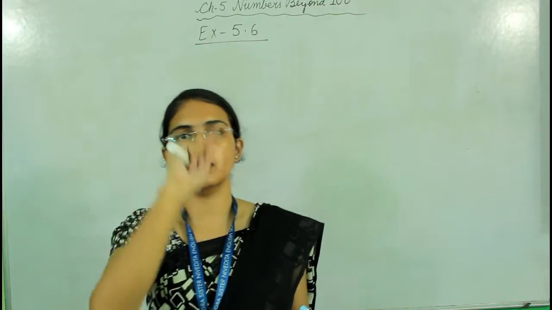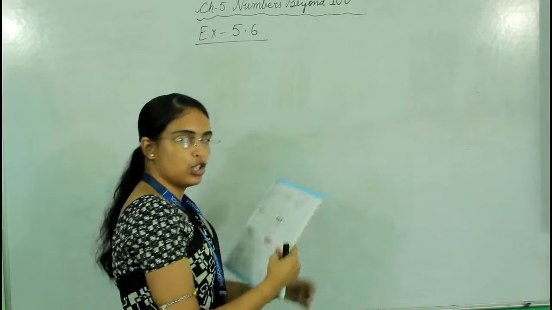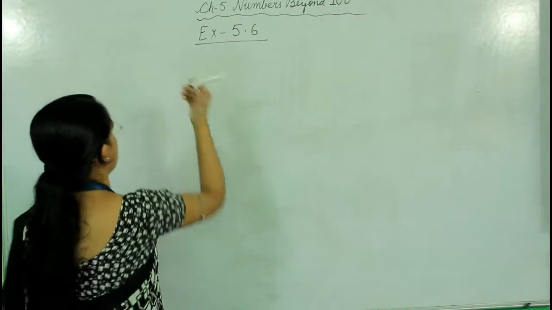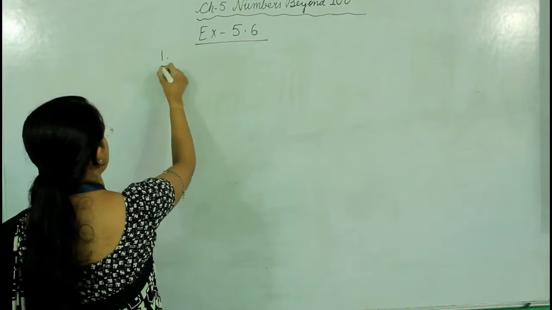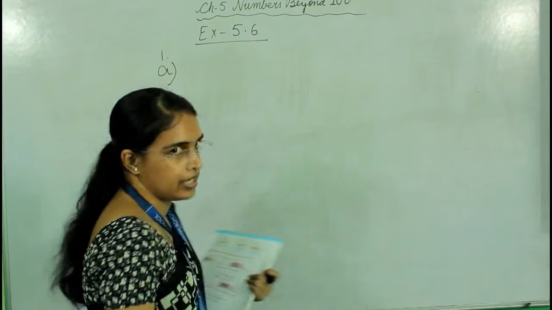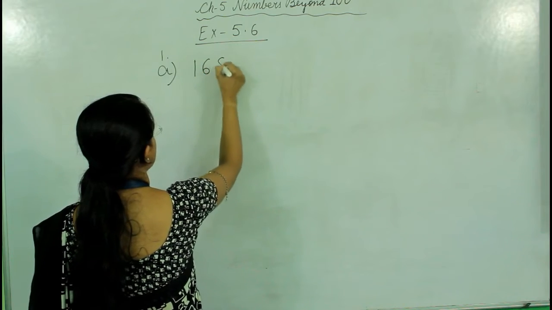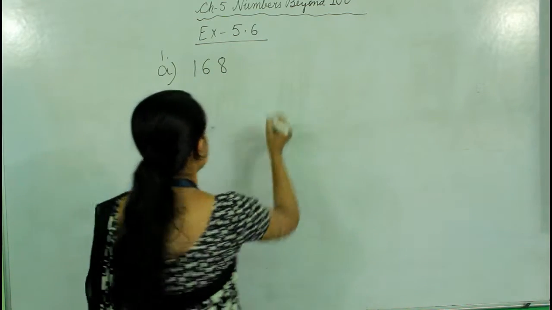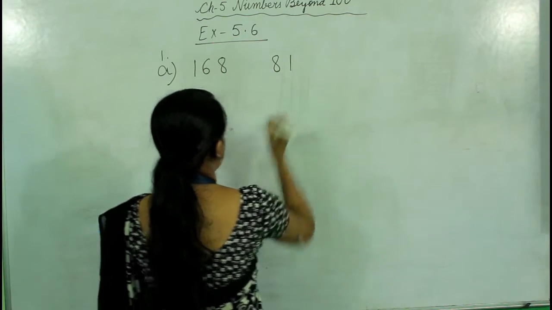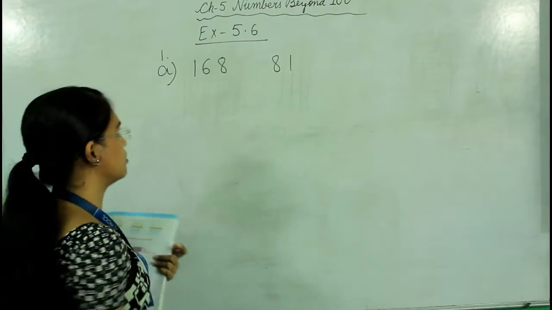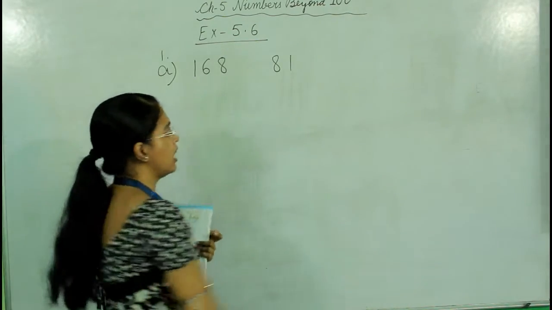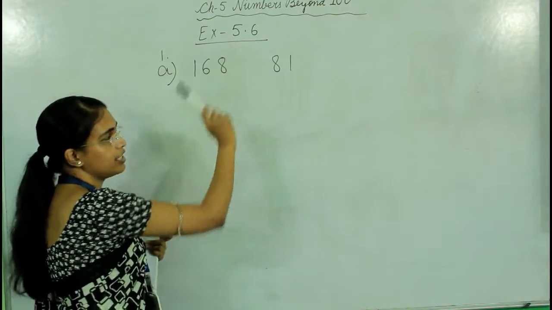We have to circle the bigger number. Now I will show you some questions from your book. Question number 1A. In question number 1A, the question is 168 and 81. So we have two numbers, 168, and on another side we have 81.